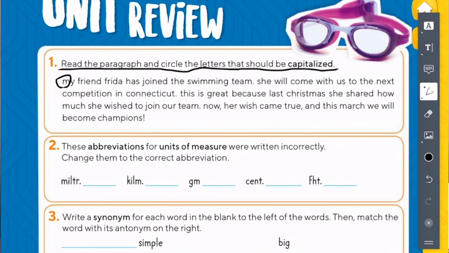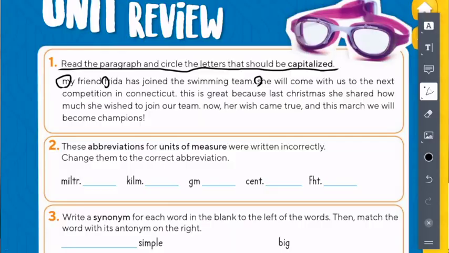We know that every time a letter is after a period, it needs to be capital, right? So here we have a period, and the next one is capital. We also know that proper nouns use capital letters. Frida is a proper noun, so we circle the letter F. Excellent, class. Now you need to circle all the letters that need to be capitalized in this paragraph. Are you ready to do it? I'm going to give you some time. Ready? Go. You can pause the video, by the way.